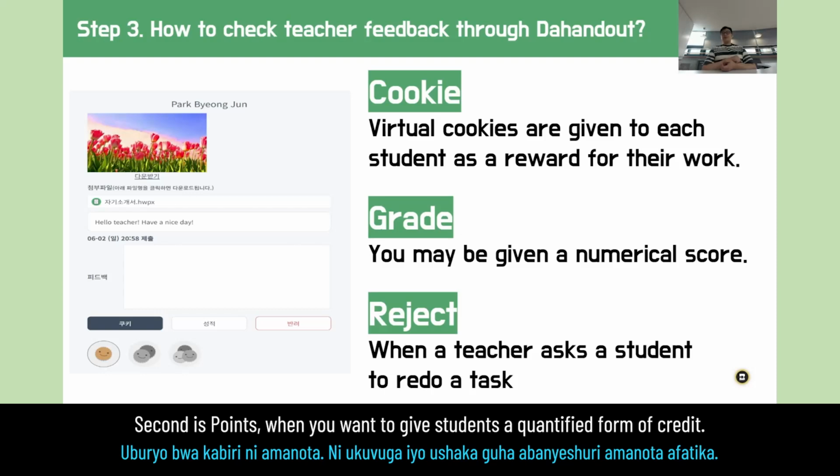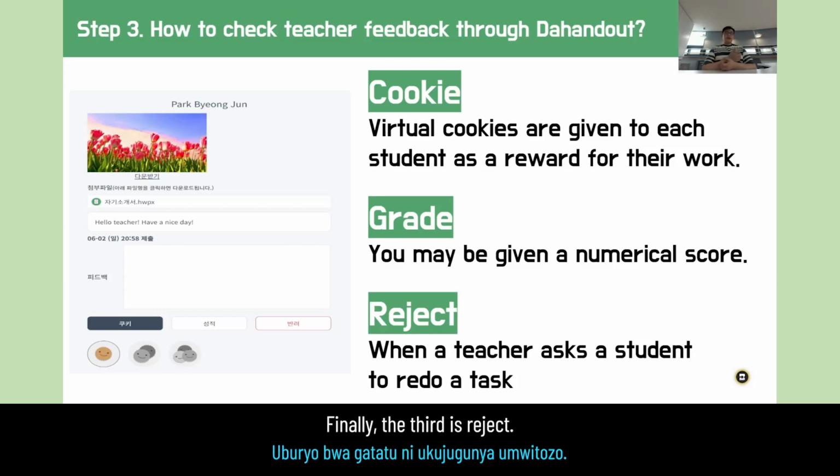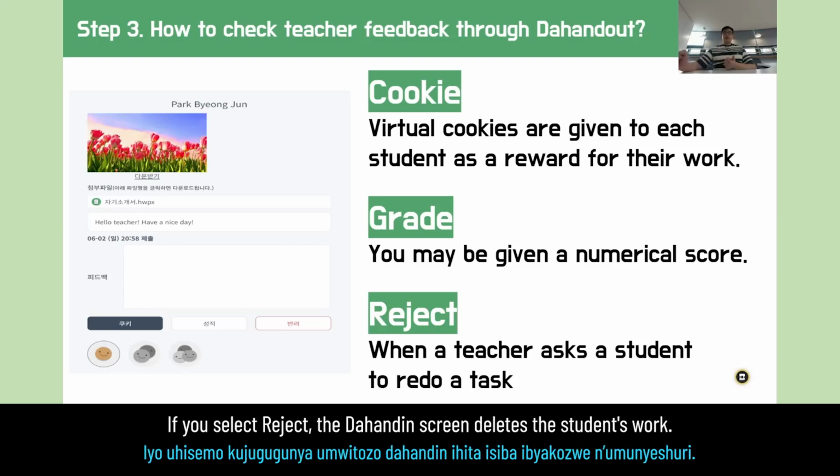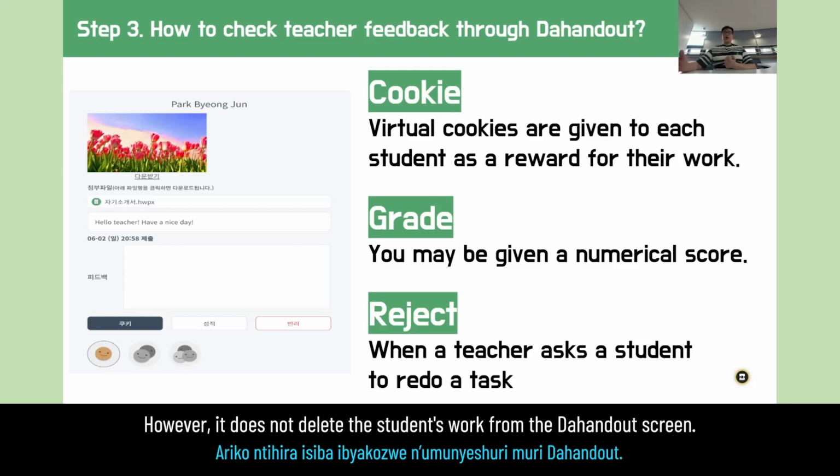Points are used when you want to give students a quantified form of credit. Finally, the third is reject. This is the feedback you can give students when you want to direct them to redo an assignment. If you select reject, the Dahandout screen deletes the student's work. However, it does not delete the student's work from the Dahandout screen.